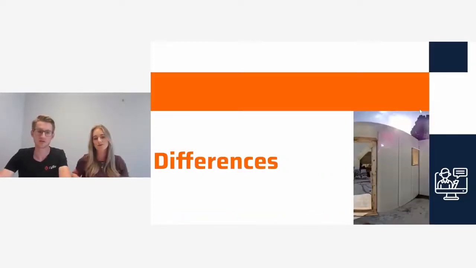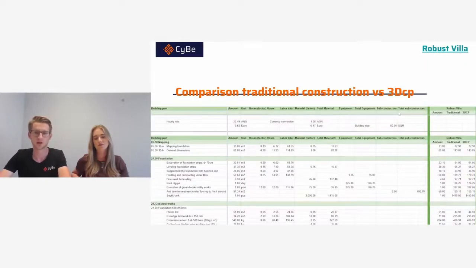So what are the differences in making a cost calculation for 3D concrete printing and traditional construction? We use our cost indication for the robust villa to compare the costs of it.